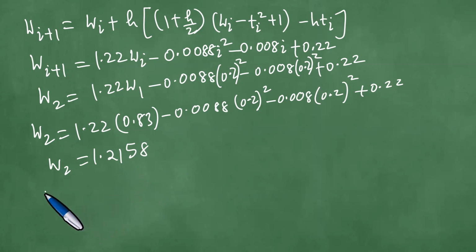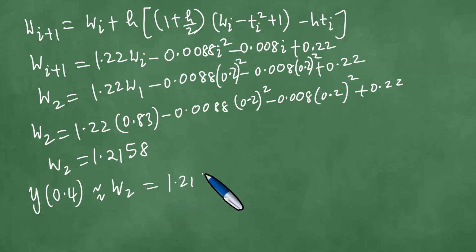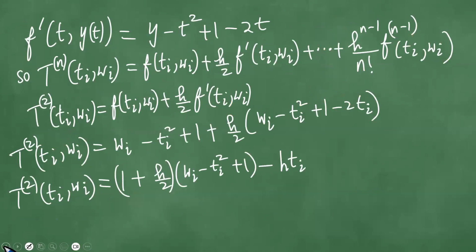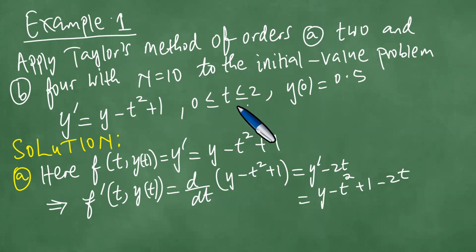Okay, and then now this W2 once again estimates the second one at T2, which is 0.4. It estimates W2, which is 1.2158. But we need to continue, because T in this question lies between 0 and 2.